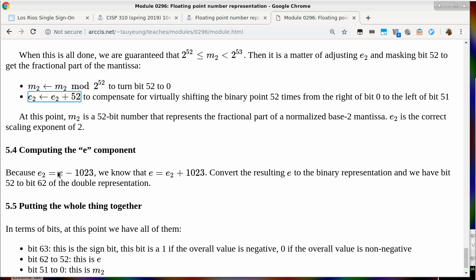And once that part is done, we just need the sign bit. The sign bit is the most significant bit. If the number or the value being represented is negative, then the sign bit is a 1. If the value being represented is not negative, then the sign bit is going to be a 0. So we just have to specify that one single bit as the last thing to do. And that will give us our double.